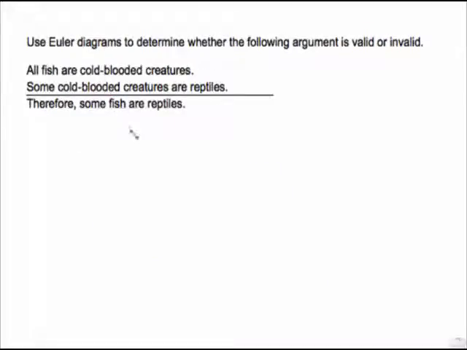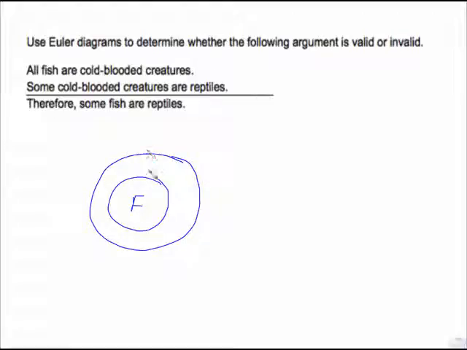All fish are cold-blooded creatures. Some cold-blooded creatures are reptiles, and therefore some fish are reptiles. So fish are my inners. Cold-blooded creatures will be here. Now, some cold-blooded creatures are reptiles. Some cold-blooded are reptiles. You know, some is this overlap. So I could have this, and this is my set of reptiles, and there's my some cold-blooded are reptiles. But there's also this possibility that this overlap comes all the way in here.